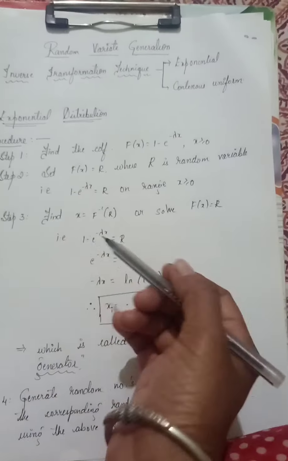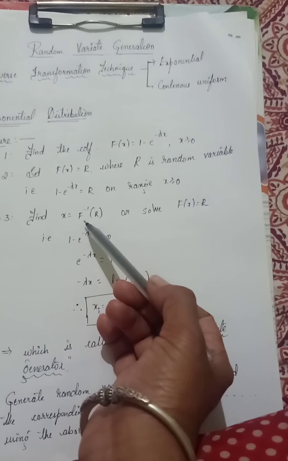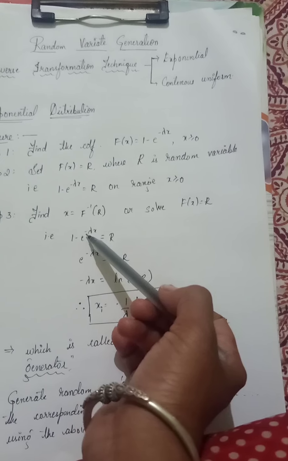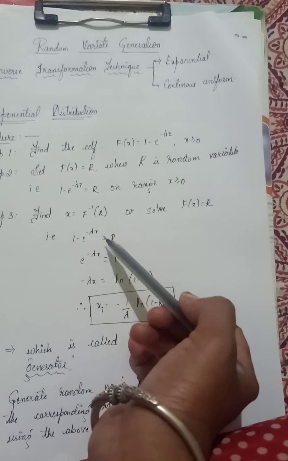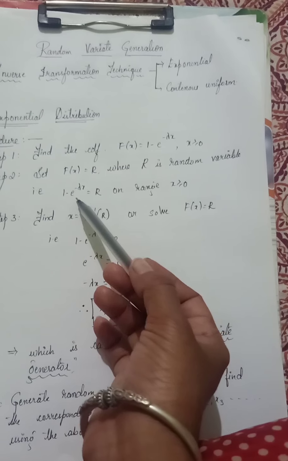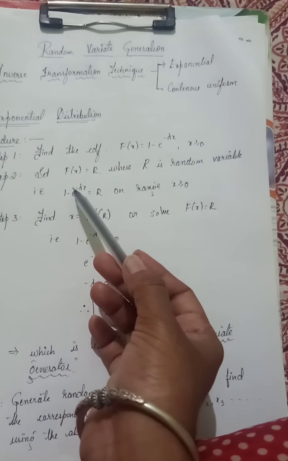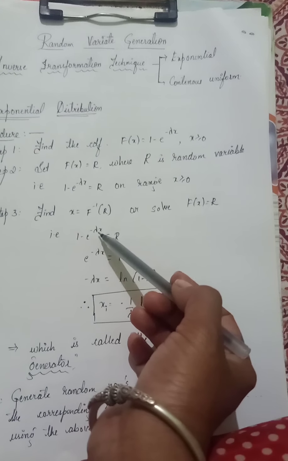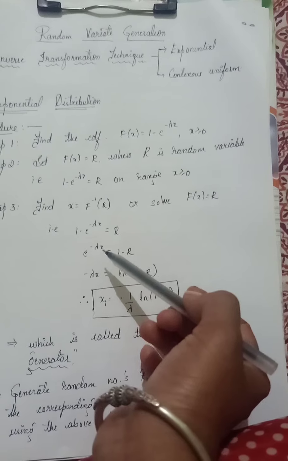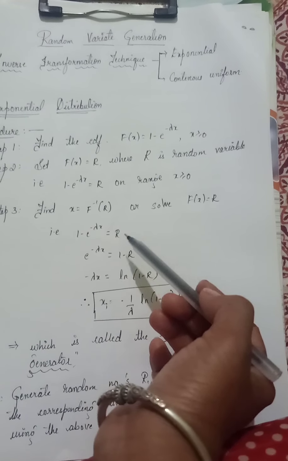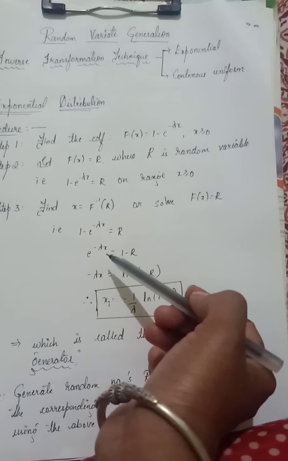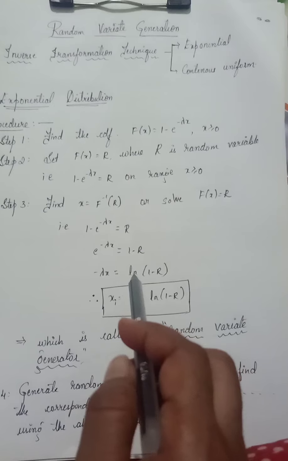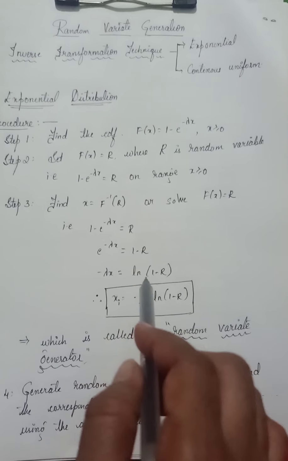That is nothing but finding the value of x. Considering 1 - e^(-λx) = R, that is F(x), which we already had given. What is the F(x) value? That is 1 - e^(-λx). So here 1 - e^(-λx) = R. Now this becomes positive and goes to the other side, so e^(-λx) = 1 - R. Then if I remove the exponential, it becomes ln, that is -λx = ln(1 - R).